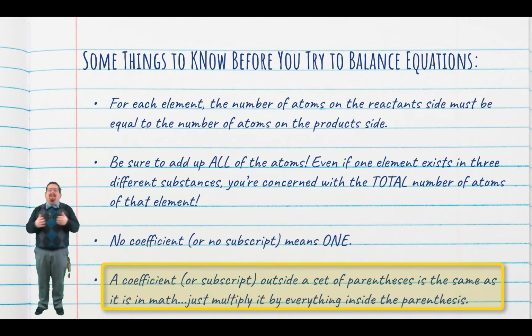And last but not least, if you have a coefficient or subscript outside of some elements that are enclosed in a parentheses, you treat that just as you would with math. Distribute it. Everything inside this parentheses will get multiplied by any coefficients directly to the left of the parentheses or any subscripts directly to the right of them.